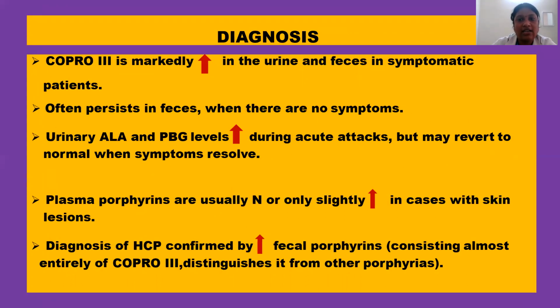Coproporphyrinogen 3 is markedly increased in urine and feces in symptomatic patients, and urinary ALA and porphobilinogen levels are increased during acute attacks, but when symptoms get resolved, they revert back to normal. Plasma porphyrins are usually normal, but sometimes increase when the patient has skin lesions. If you look for plasma porphyrins, it will be increased. Diagnosis is confirmed by increased fecal porphyrins.